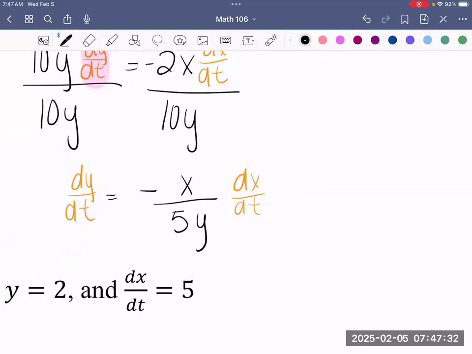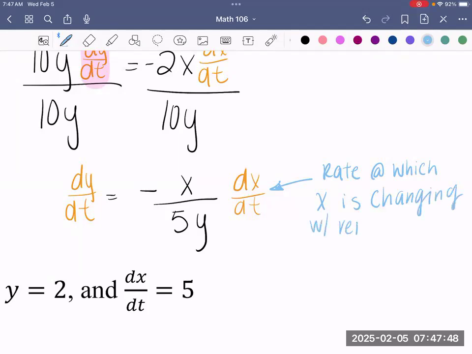So when we pick these apart, dx/dt is the rate at which x is changing with respect to t. And maybe t is time. So maybe it's changing at a rate of some sort of time.